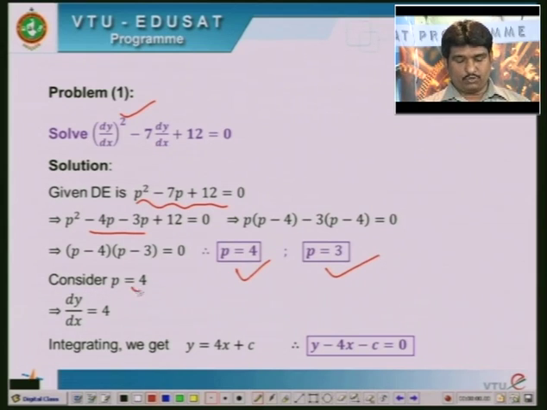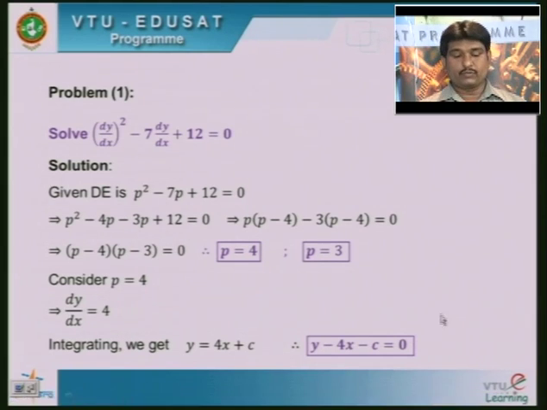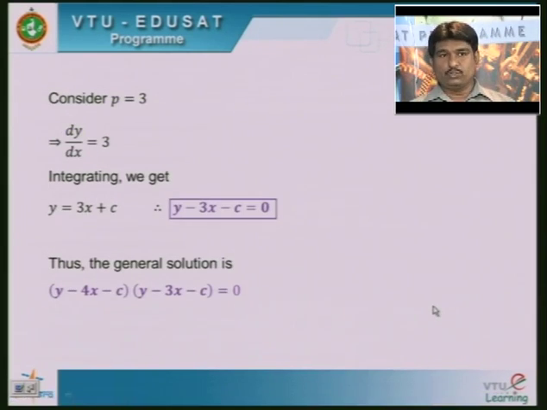Consider p equals 4. You know that p is dy by dx. Dy by dx equals 4 is first order, and the RHS is constant, so you can easily get its solution by direct integration. You integrate it to get the solution y equals 4x plus c. Therefore, y minus 4x minus c equals 0 is the solution of p equals 4. Consider p equals 3.